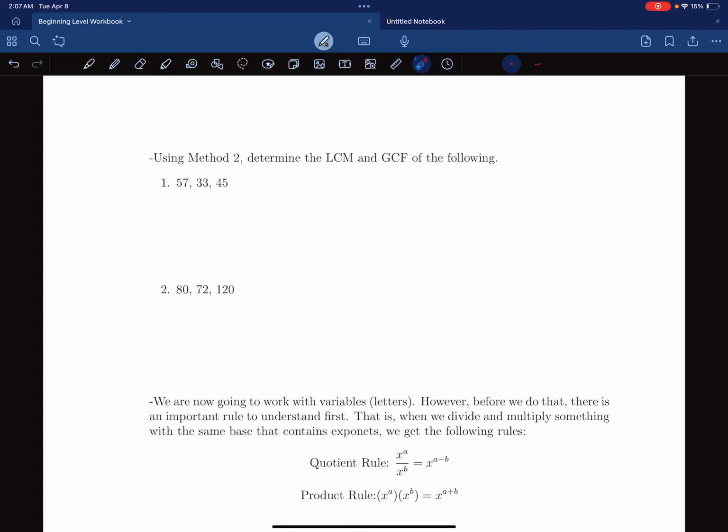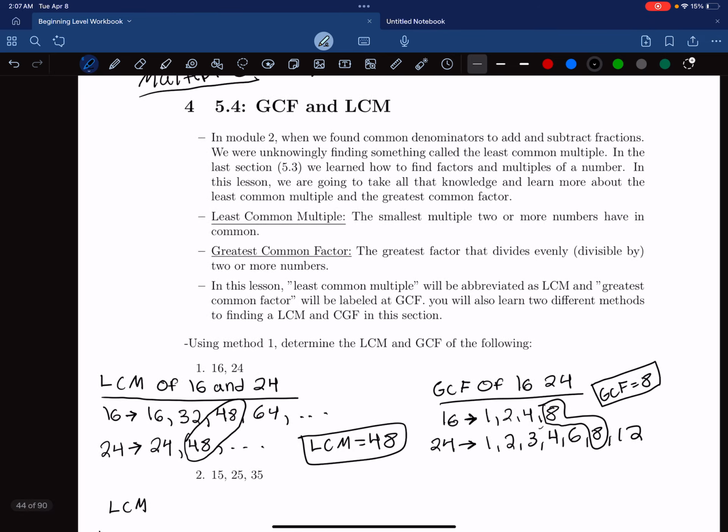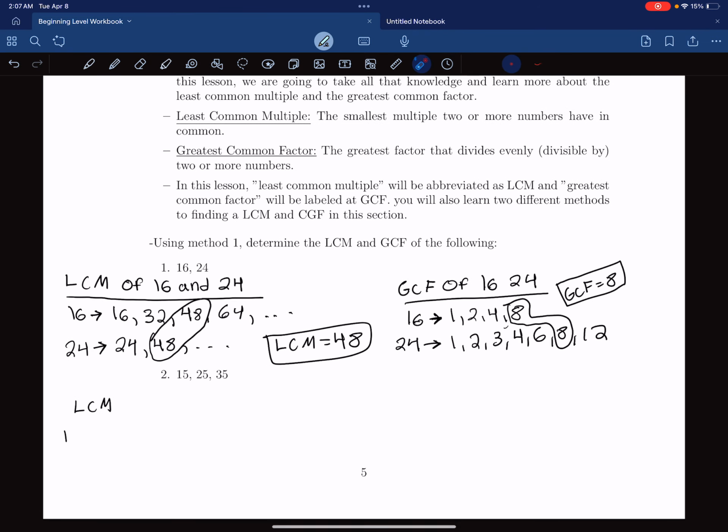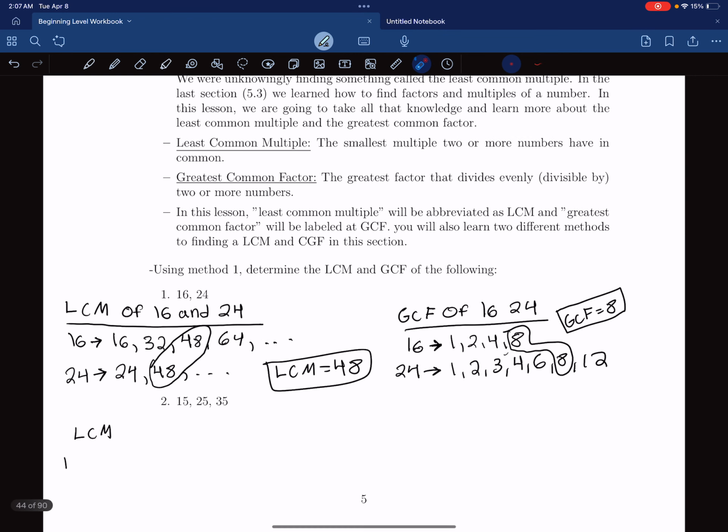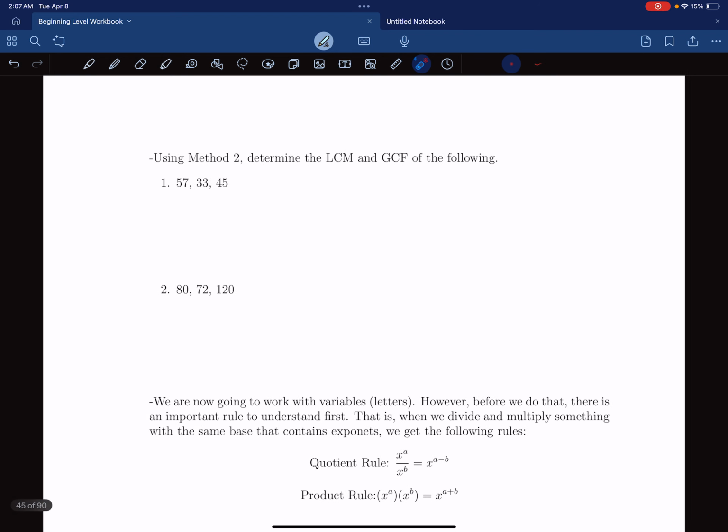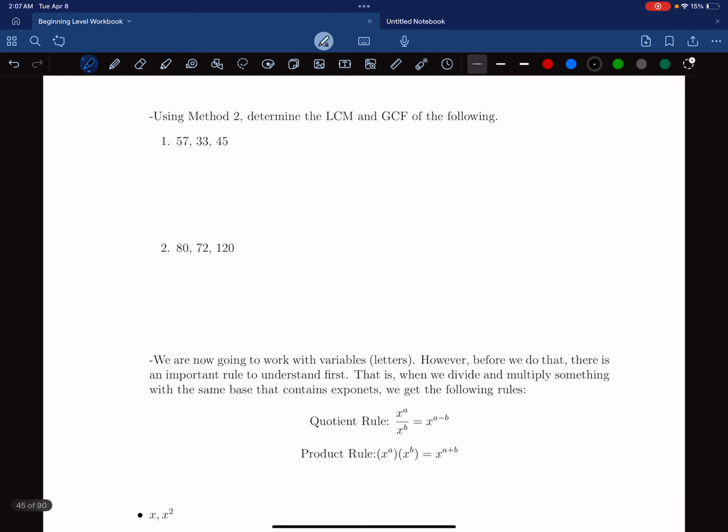The second method essentially is a shortcut to method 1, but it's important to use method 1 so that you can understand. This gives us a visual of what the greatest common factor and least common multiple even mean. With that being said, let's learn this shortcut method.